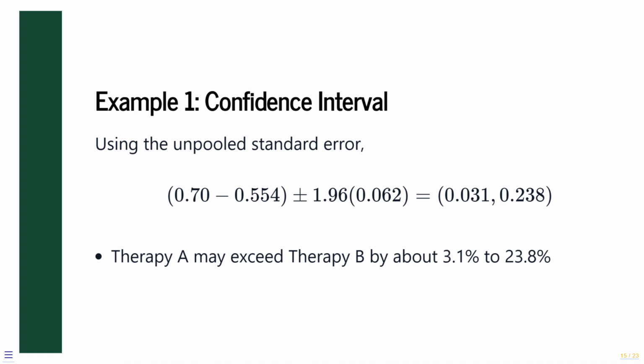The 95% confidence interval for P sub A minus P sub B is from 0.031 to 0.238. So therapy A may improve the recovery rate by about 3.1% to 23.8%.